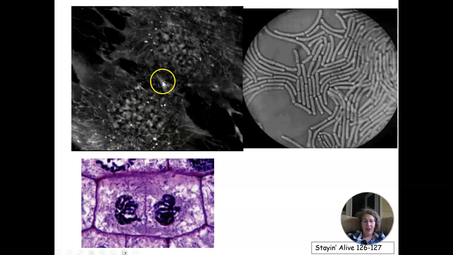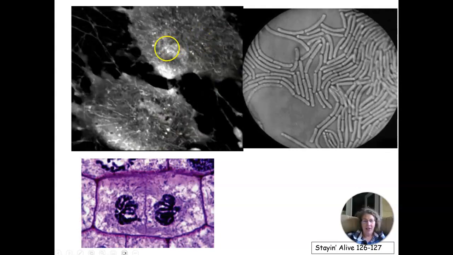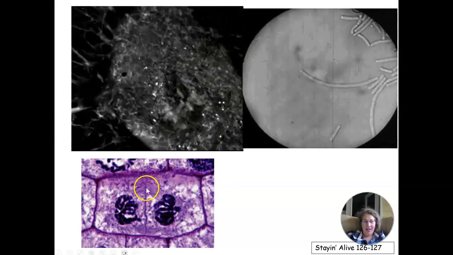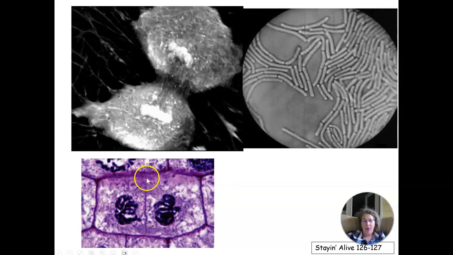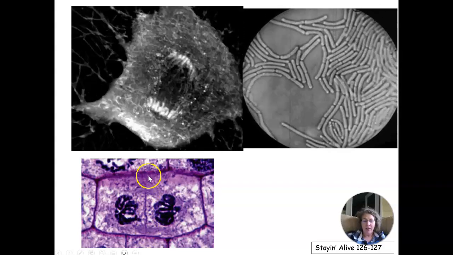In the plant cell, you can see the difference here. You've got the rigid cell wall that you don't see here in the animal cell, and you can see the cell plate forming between the two cells as the end of the cell cycle is beginning to happen.